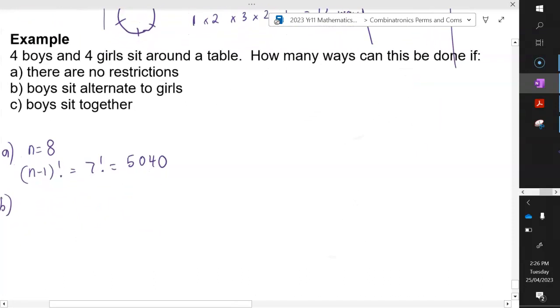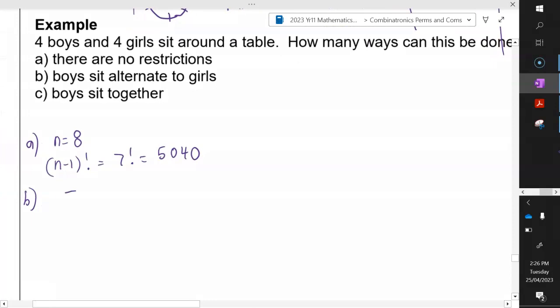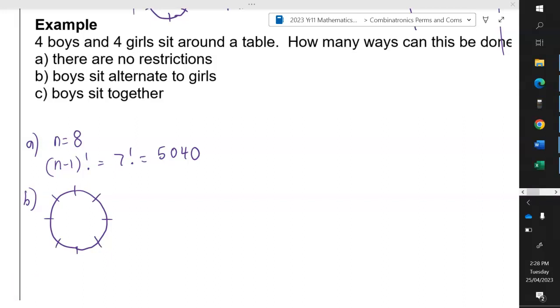Then we're going to have a look at what happens if the boys sit alternate to the girls. So you may want to draw yourself a little diagram for this again. So let's do that. 1, 2, 3, 4, 5, 6, 7, and 8. Okay, so because we've got 4 boys and 4 girls, because they're equal, it's not really going to matter if we start with the boys or start with the girls. It will be exactly the same. If we had, say, 4 boys and 3 girls, and they were different numbers, it would make a little bit of a difference with our calculations. So let's say we sit the boys first. Let's do that, only because they're first in the question.